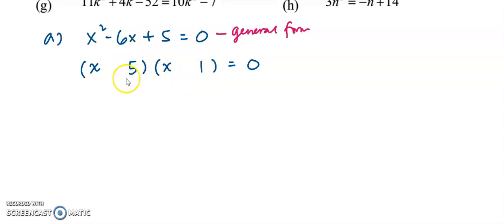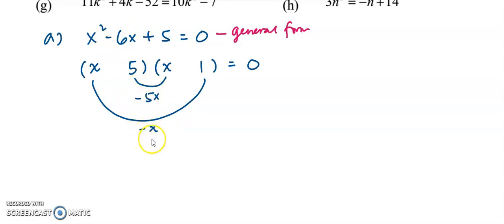So I will just simply put a 5, 1. After that, I will consider 5 multiplied by x, that will be 5x, and 1 multiplied by x, that will be x. I will consider how to manage the signs so that when these two add up, they will produce a negative 6x. The only way is that the 5x has to be negative and the x also has to be negative, so that when you add these two up, you have negative 5x plus negative x, which gives negative 6x.